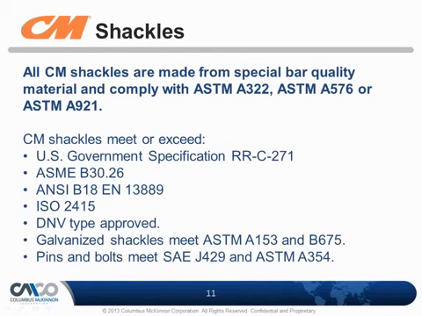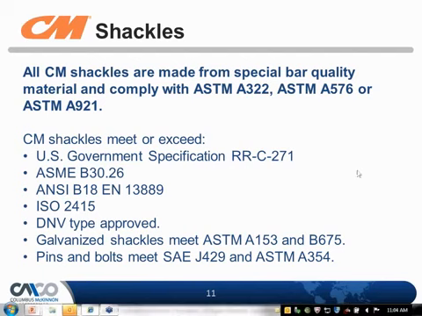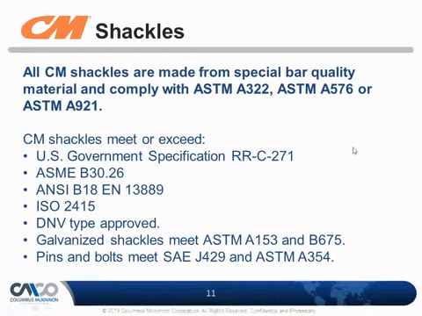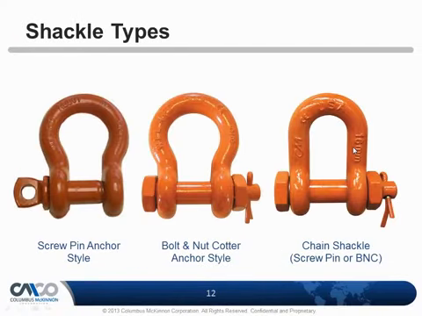Just to start, all CM shackles are made from specialty bar quality material and comply with ASTM A322, ASTM A576, or ASTM A921. We also meet U.S. government specifications RRC 271, ASME B30.26, the EN standards, ISO, DNV type. Galvanized shackles meet ASTM A153 and B675, and pins and bolts meet SAE J429 and ASTM A354. So a lot of quality goes into our shackles, and we do extensive testing on them to be sure that they're safe to use out in our marketplace.